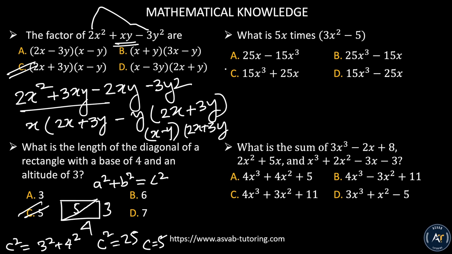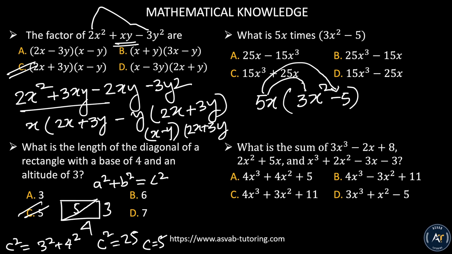Let's do the next problem. What is 5x times 3x square minus 5? So what do you have to do? You have to multiply that. Let's do that. 5x times 3x square minus 5. You have to distribute that, so that means you multiply the whole thing with that, okay?